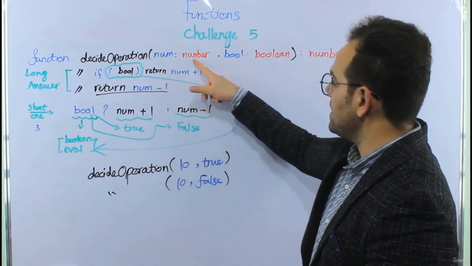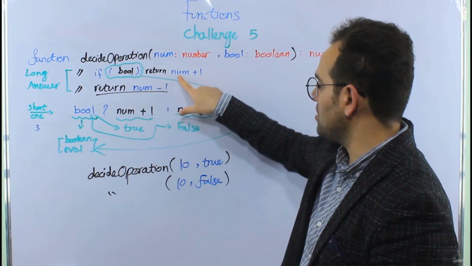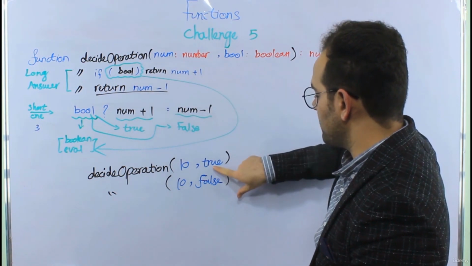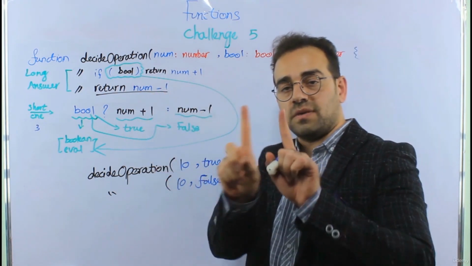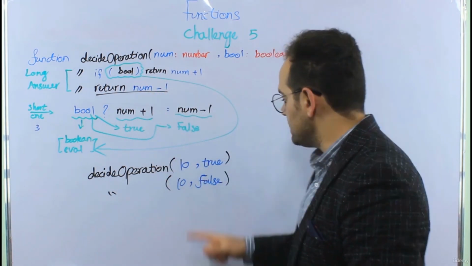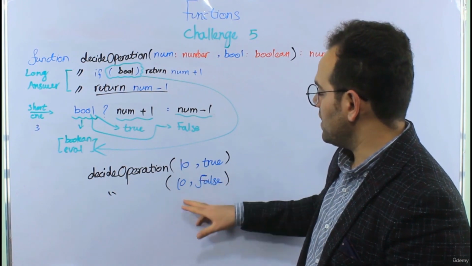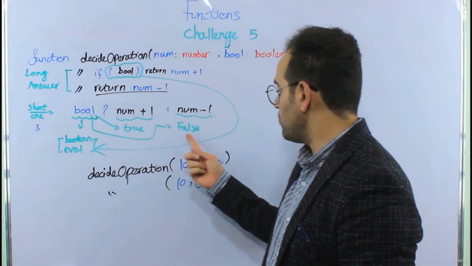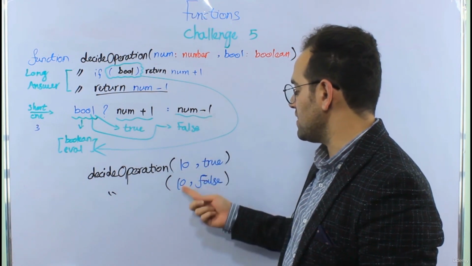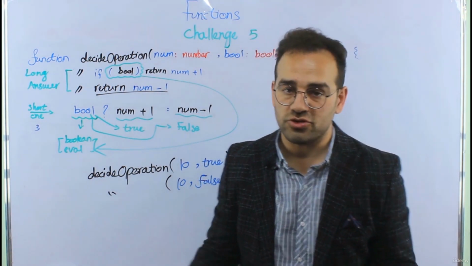Now, if I pass in 10, this num is 10. And for the first one, 10 and true, it means num plus 1. The result is going to be 11. And for the second one, I'm going to evaluate it in here. Since Boolean is false, which one is going to run? This one, num minus 1. That is going to be 10 minus 1, which is going to be 9.